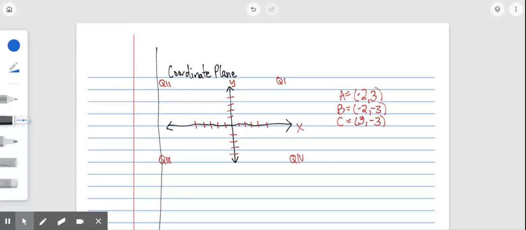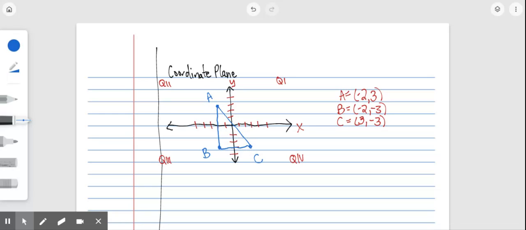So A is -2, 3, so I go -2 and then up 3. So here's A. B is -2, -3, so I go over 2 and then down 3. Here's B. And last but not least, C is 3, -3. So I go over 3 and then down 3. C. Now, ideally, all of these are going to line up, but because I drew this freehand, it's not perfect. So I'm going to do my best with my straight edge, which you all have, to draw these lines as straight as I possibly can. And look, I have a triangle.